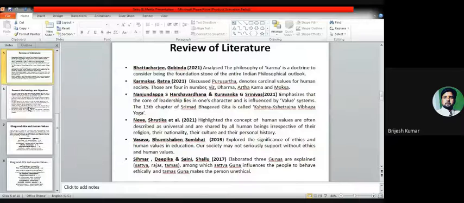So in this research paper, we have covered some review of literature. Mr. Bhattacharya analyzed karma, like Karmanye vadhikaraste ma phaleshu kadachana. It is a famous quote from the Gita. Mr. Karamkar discussed the Purushartha, which denotes cardinal values of human societies. Mr. Neve highlighted the concept that human values are often described as universal.